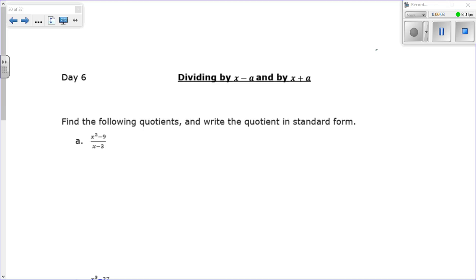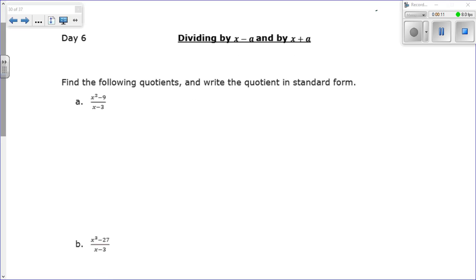Hi and welcome to Polynomials Day 6, and today we're going to continue with our dividing. So we're going to divide by x minus a and x plus a. This is a perfect type of problem for synthetic division, so I'm going to do these with synthetic division because it will go quicker. I don't care at this point what method you're using for your division, just pick a method and stick with it.